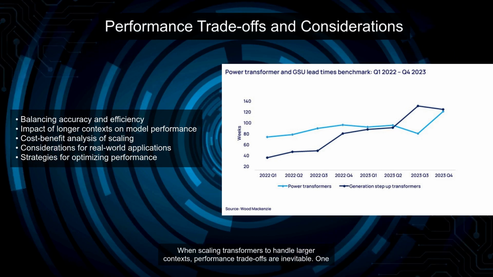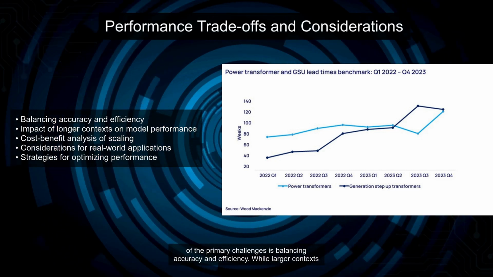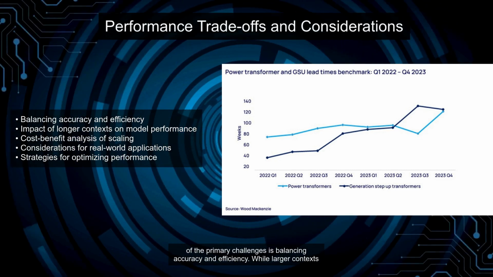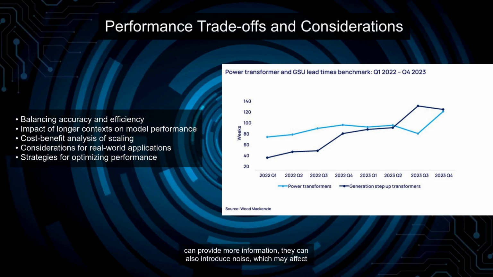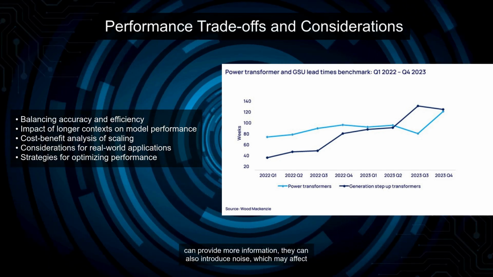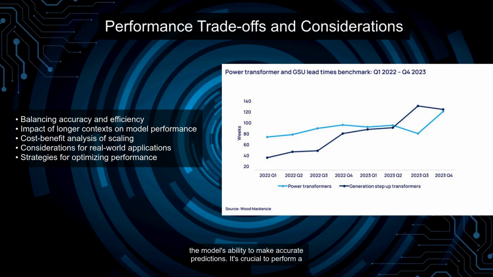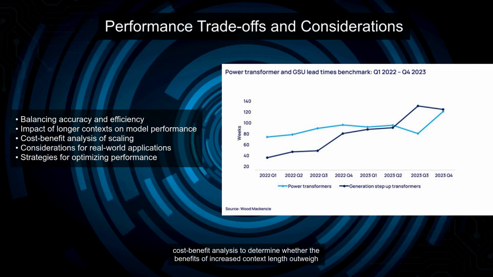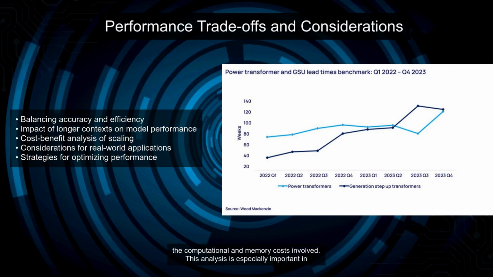the field. When scaling transformers to handle larger contexts, performance trade-offs are inevitable. One of the primary challenges is balancing accuracy and efficiency. While larger contexts can provide more information, they can also introduce noise, which may affect the model's ability to make accurate predictions. It's crucial to perform a cost-benefit analysis to determine whether the benefits of increased context length outweigh the computational and memory costs involved.